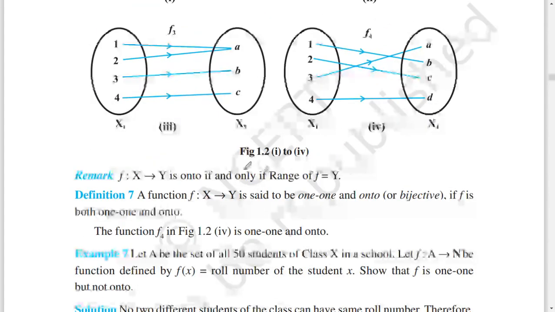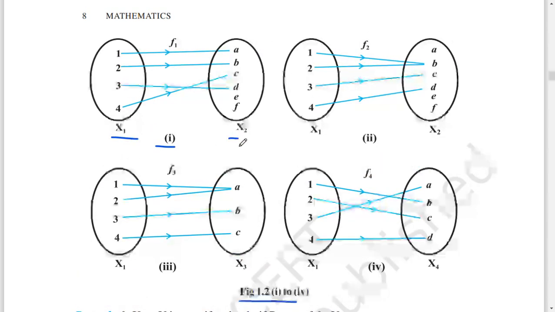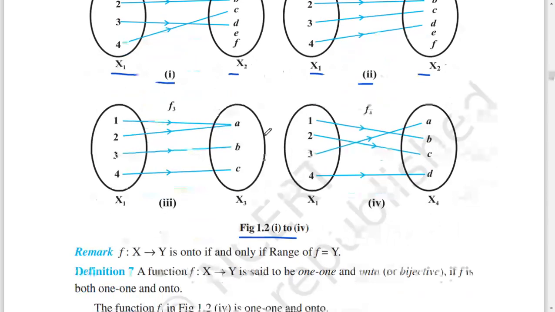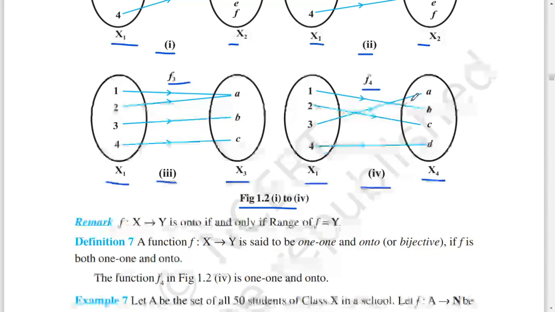Figures 1 to 4. 1. X1, X2, f1, with elements 1, 2, 3, 4, a, b, c, d, e, f. 2. X1, X2, f2, with elements 1, 2, 3, 4, a, b, c, d, e, f. 3. X1, X3, f3, with elements 1, 2, 3, 4, a, b, c. 4. X1, X4, f4, with elements 1, 2, 3, 4, a, b, c, d.